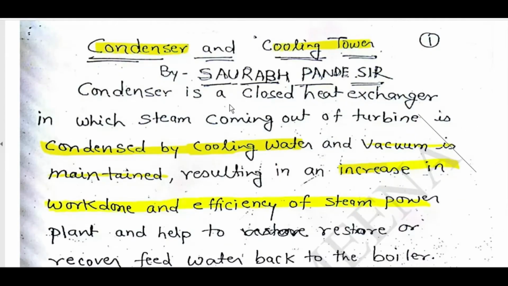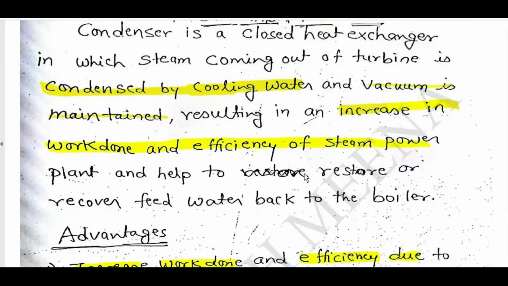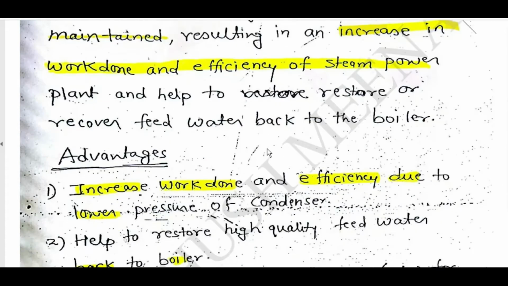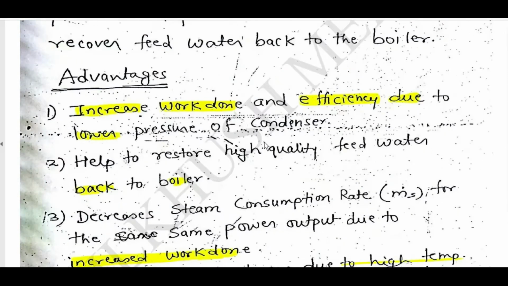Condenser and cooling tower. Condenser is a closed heat exchanger in which steam coming out of turbine is condensed by cooling tower and vacuum is maintained, resulting in an increase in work done and efficiency of steam power plant. Help to restore or recover feed water back to boiler.